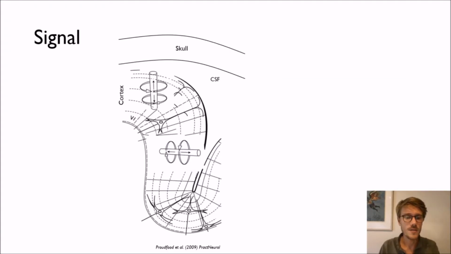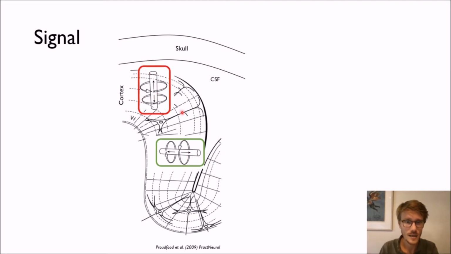Because the magnetic fields flow radially outward from the currents in the postsynaptic neuron, the MEG is most sensitive to the magnetic fields from neurons that are oriented tangentially with respect to the skull. So here's the skull, here's the cerebrospinal fluid, this is the cortex, and this is an example neuron that is oriented tangentially with respect to the skull. So the field is flowing outward like this. And the MEG is less sensitive to neurons that are oriented radially with respect to the skull.